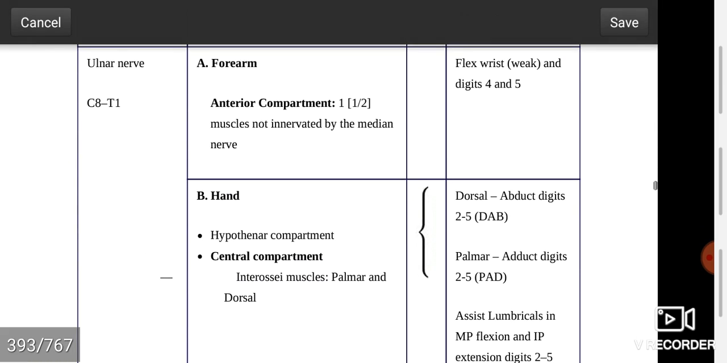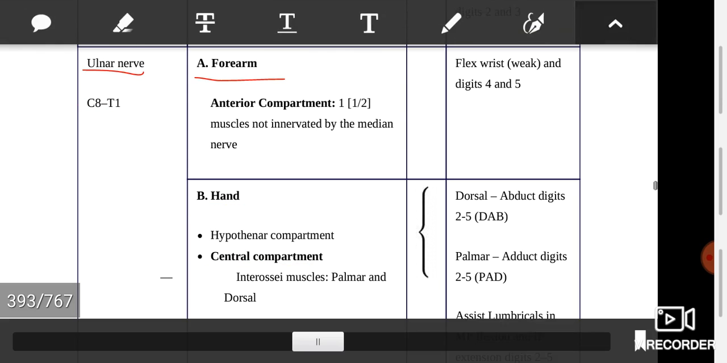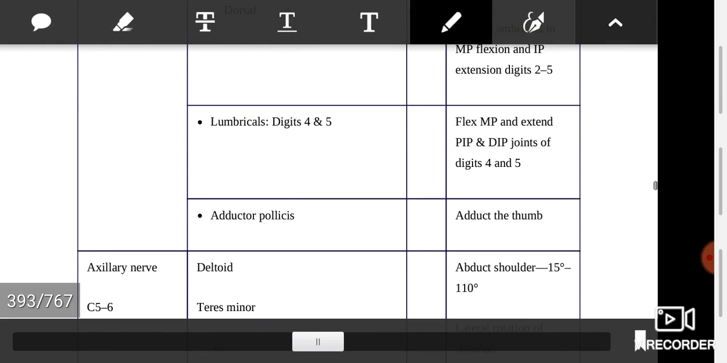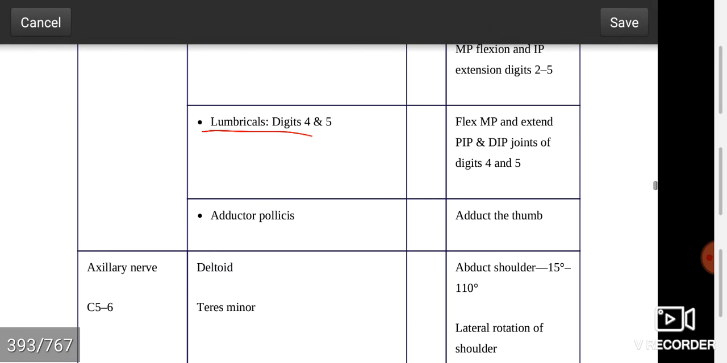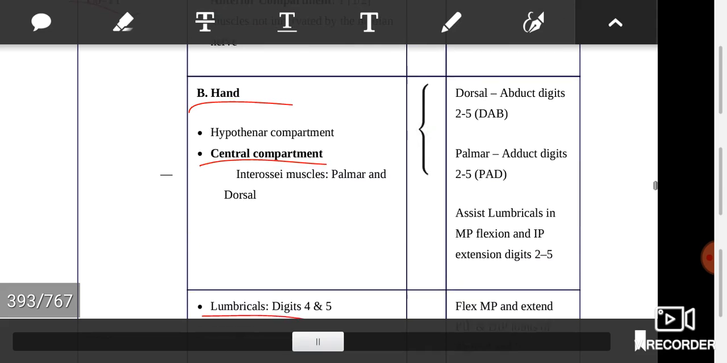The third nerve arising from the anterior division of the brachial plexus is the ulnar nerve. This nerve arises from the nerve roots of C8 through T1 ventral rami, and innervates muscles in the forearm, in the hand, and in the central compartment, and also innervates the lumbricals of digits 4 and 5 and the adductor pollicis muscle.